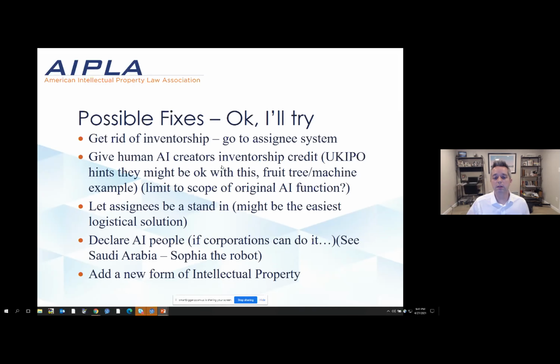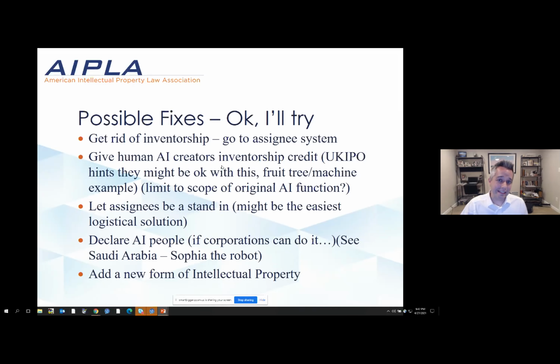The idea being, the person who makes the AI also gets credit for all the inventions that the AI may produce. There's obviously holes that can be poked in this logic. You also got to ask, are you going to limit it to the scope of the original AI's function, or if this is allowed to run, does that person just get sort of infinite inventorship credit for everything that AI does forever?